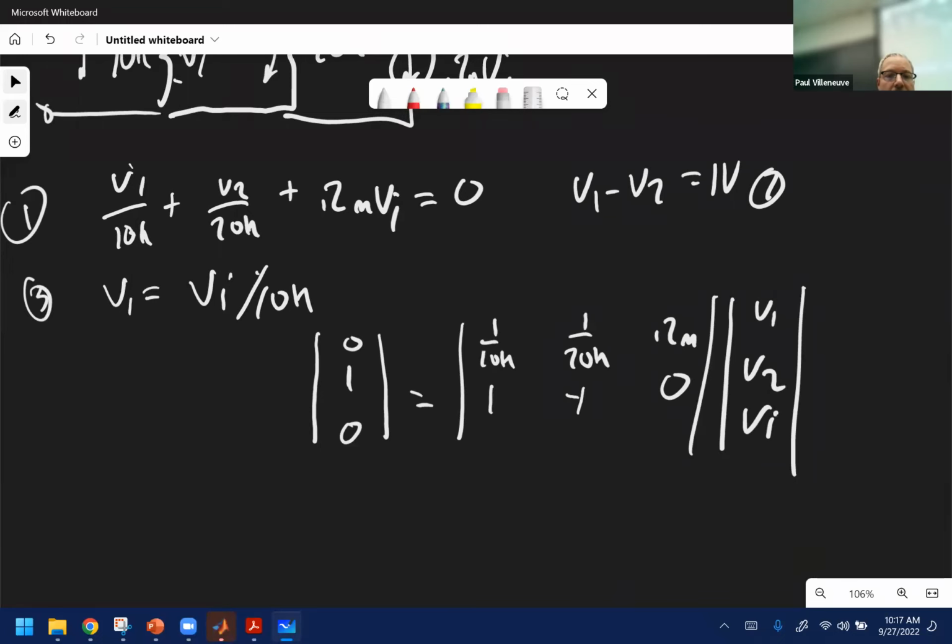So this is 0, and then I have 1, -1/10K. Oops, wrong spot. Sorry about that. 0 and -1/10K. And my V1, when I solve this, is going to be equal to my V Thevenin.